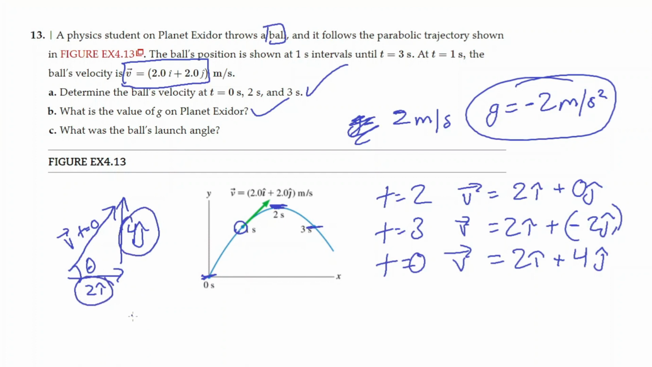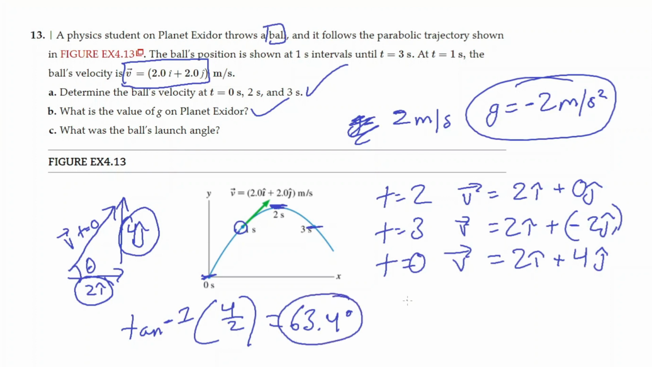So again, we want to use tan negative 1 of 4 over 2, and that is going to give us our launch angle, which if you plug into a calculator, it would just be tan negative 1 or arctan of 2, which is going to give you a launch angle of 63.4 degrees. So that would be your answer, but if you were to write it out in word form, it would be 63.4 degrees over the positive x-axis.